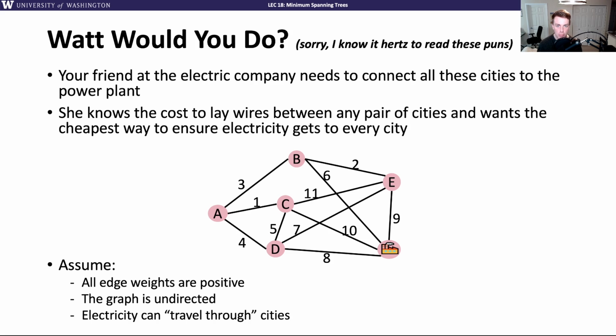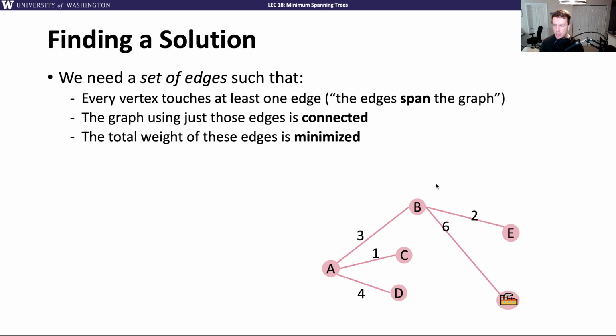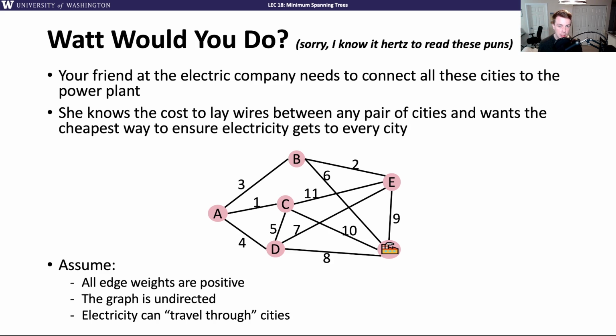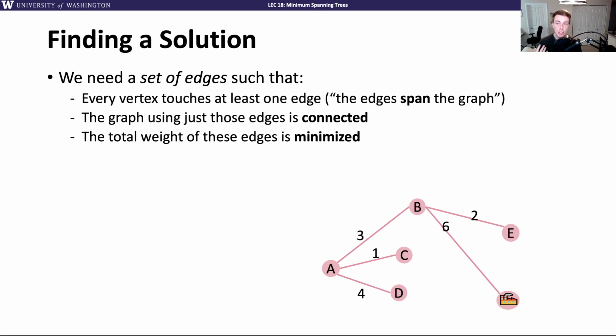How can we go about choosing what set of wires we want to lay down? To formulate this problem in graph terms, our solution is going to be a set of edges. We're going to choose a subset of all of these possible edges. We're going to choose a set of edges such that the graph is connected, because we want to power every city. We're going to say that this set of edges should span the graph, that every vertex touches at least one edge. But that's not enough.